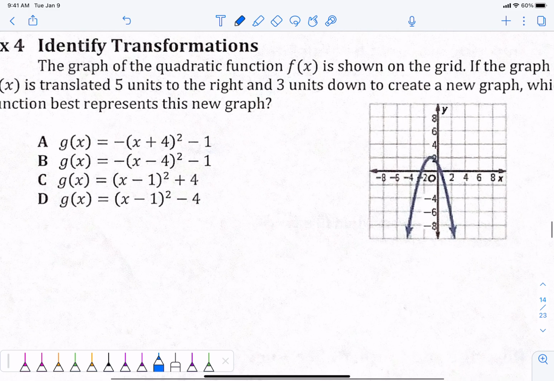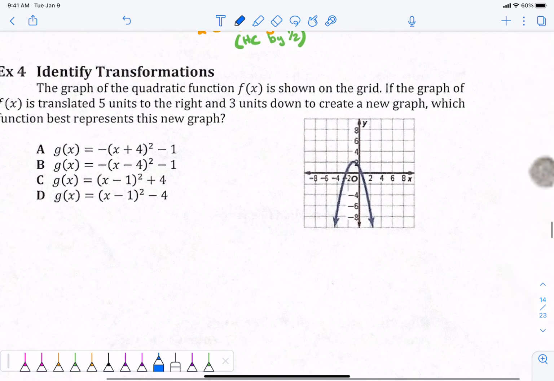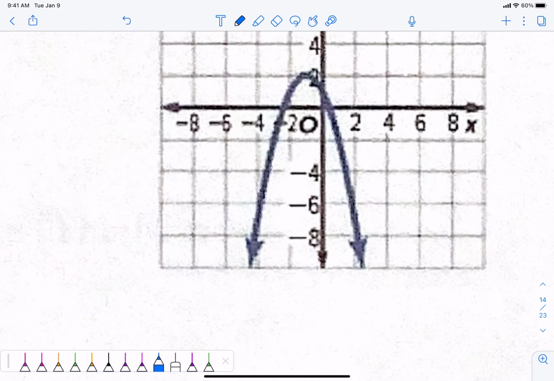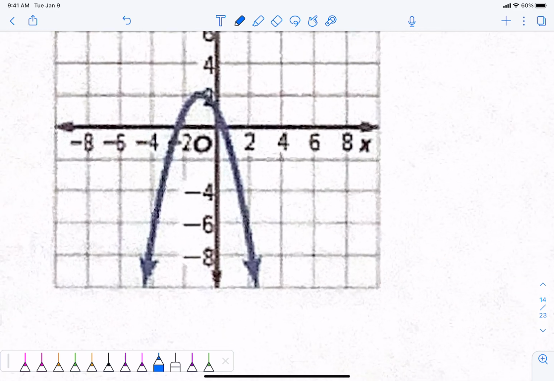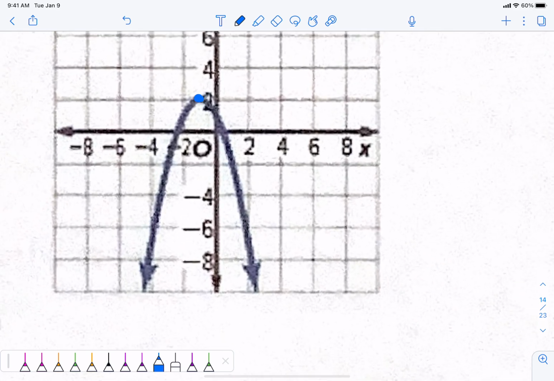Identify the transformations. The graph of a quadratic function is shown on the grid. If the graph of f of x is translated 5 units right and 3 units down, they want us to take this already existing graph and move it 5 units to the right and 3 units down. Okay, where is it right now? What is this coordinate point right now? It's about negative 1, 2.